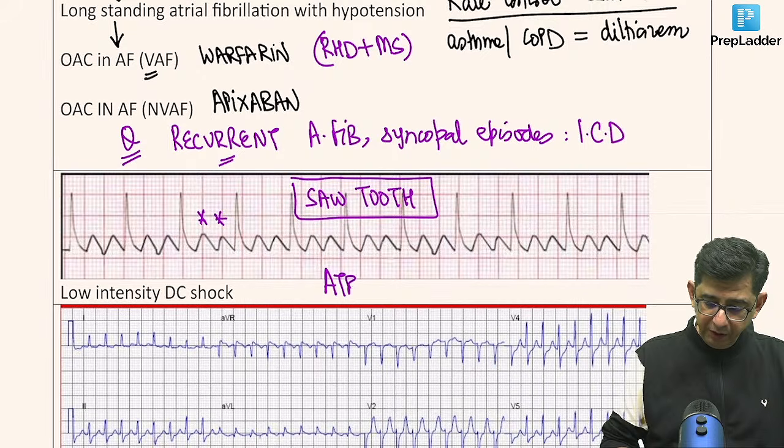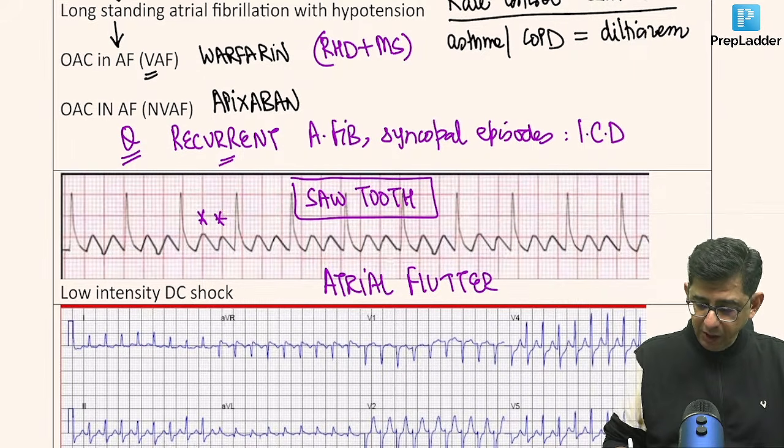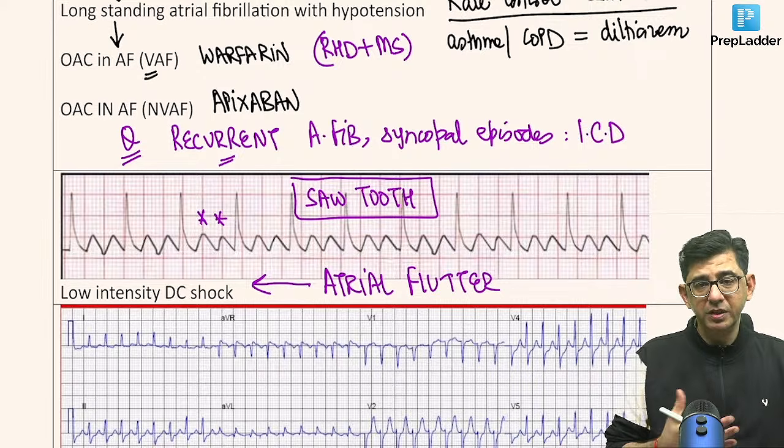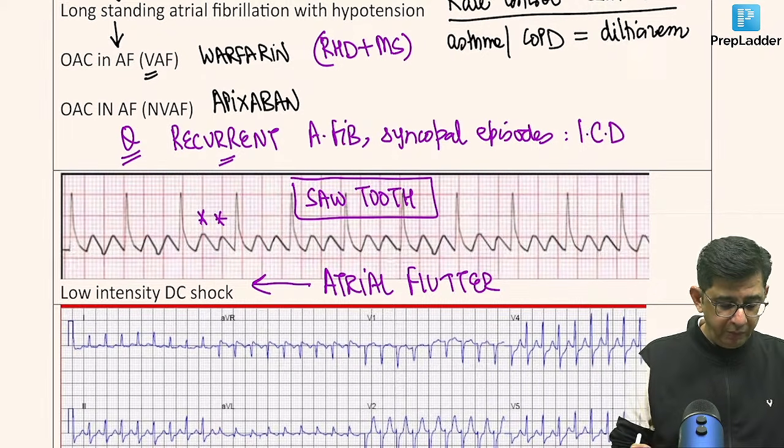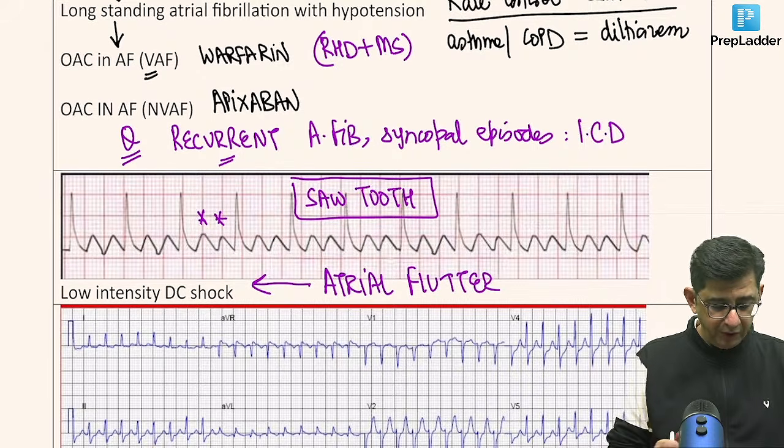The highlight of atrial flutter is that in this case we might have to give a low intensity DC shock. Otherwise, the treatment of atrial flutter is the same as that of atrial fibrillation, so I don't need to repeat the drugs there. The treatment algorithm would remain the same in this particular case.